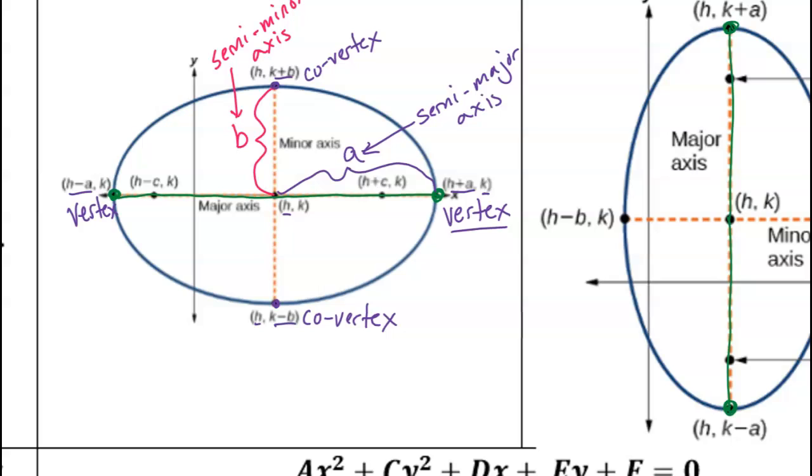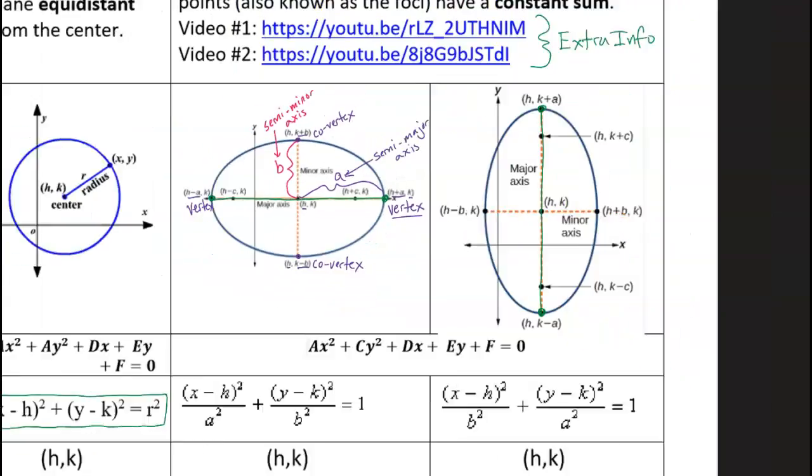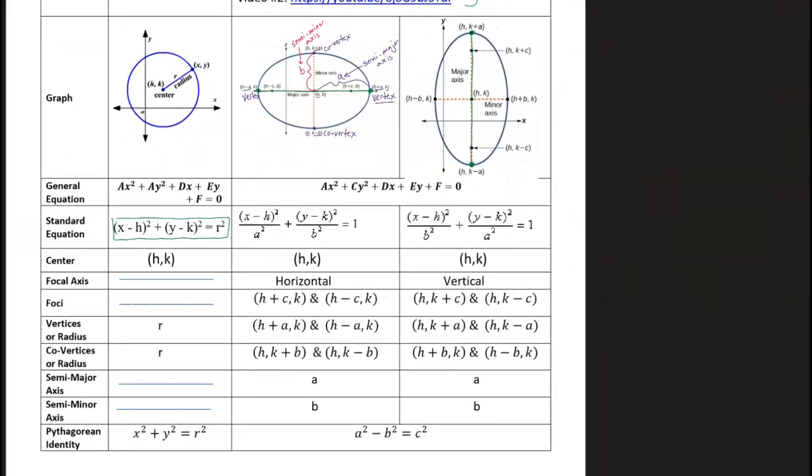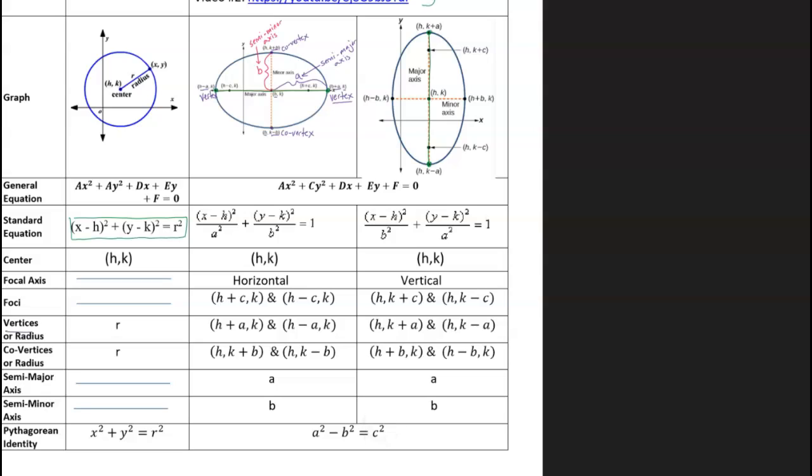Do you need to memorize? No, you can always have this little cheat sheet handy. It explicitly defines these right here. To find the vertices, this is what you do. To find the co-vertices, this is what you do.